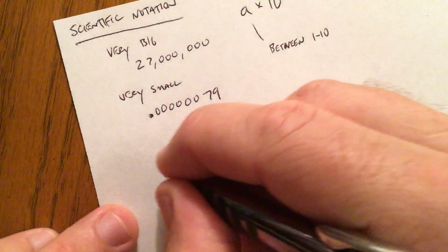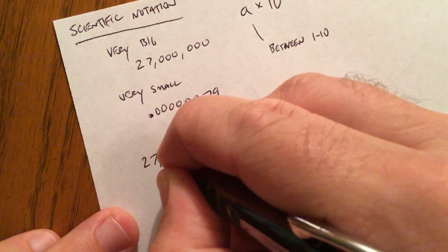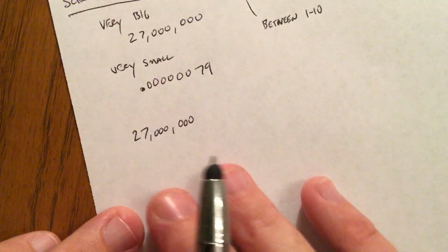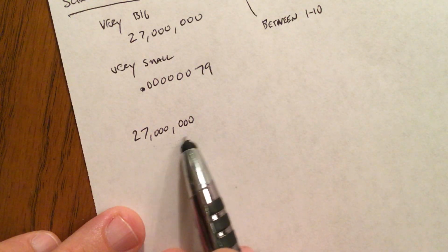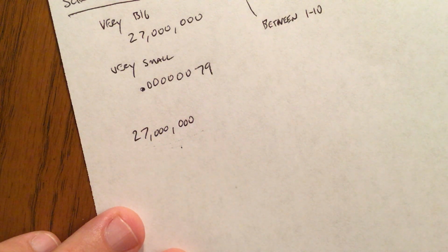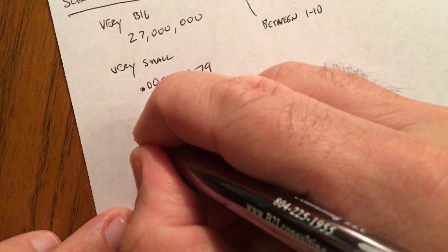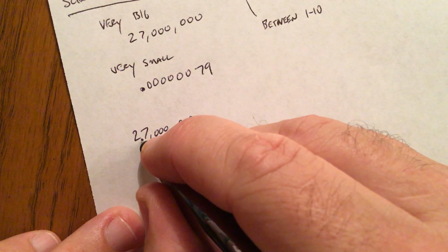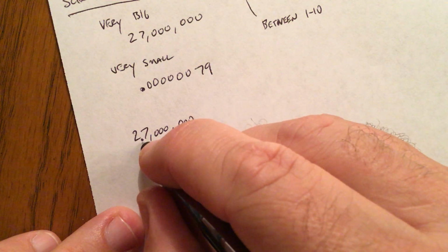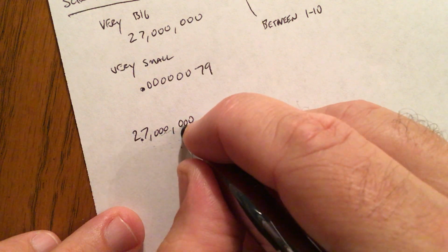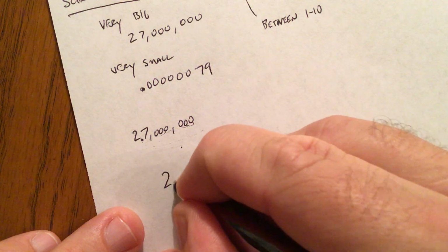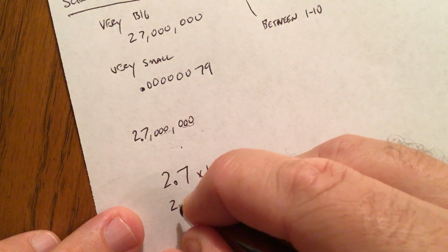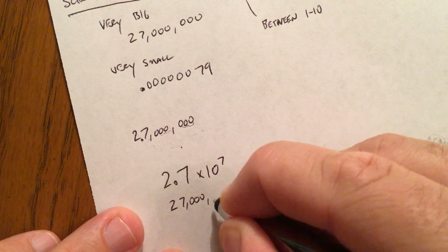So let's start with the very big number, 27 million. We want to write that in scientific notation. So we need to get a place where the decimal point can be, where the number would be between 1 and 10. So I identify that as 2.7 there, between the 2 and the 7. And in order to get it there, we had to move it 1, 2, 3, 4, 5, 6, 7 spaces. So 2.7 times 10 to the 7th is the same exact number as writing all the zeros out.